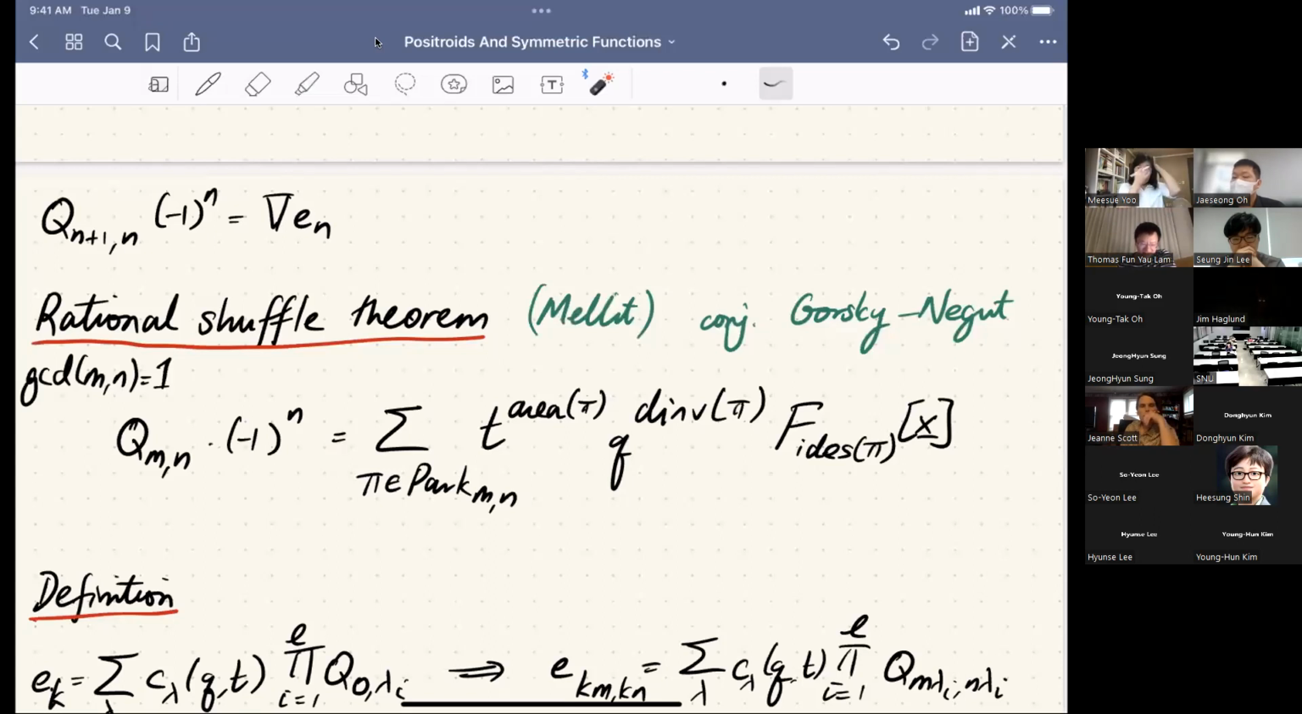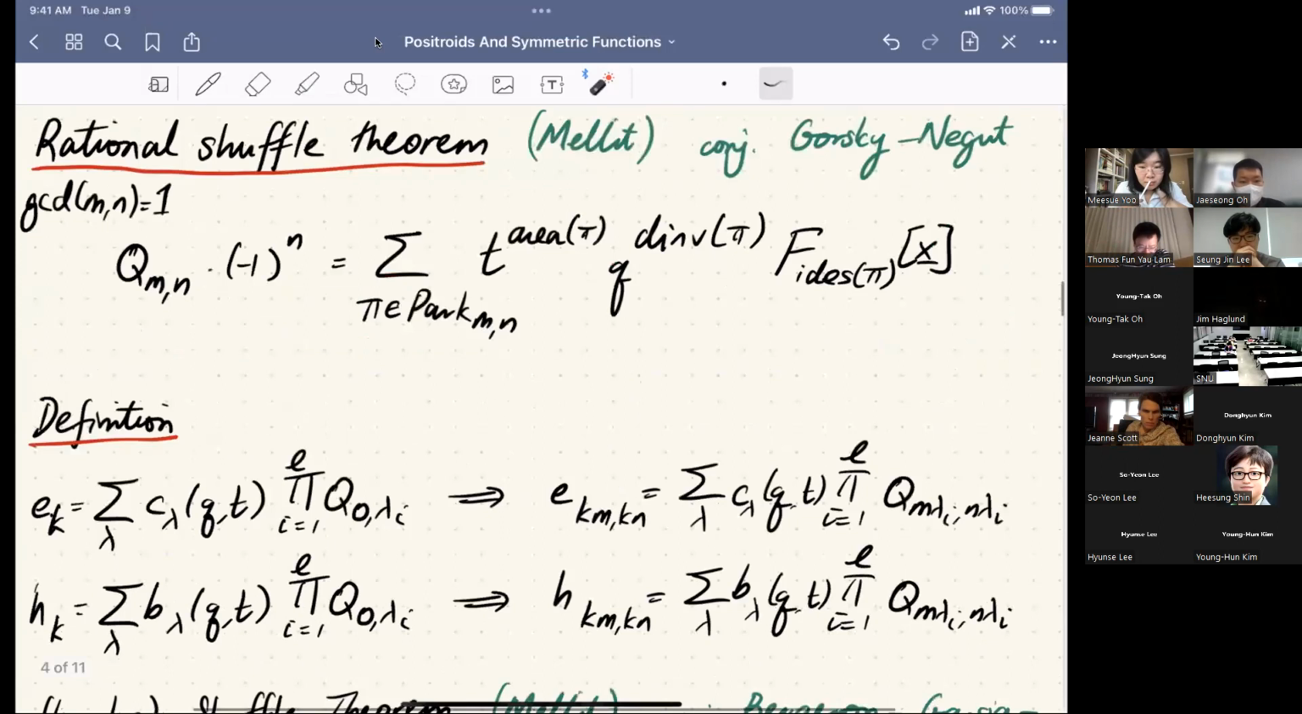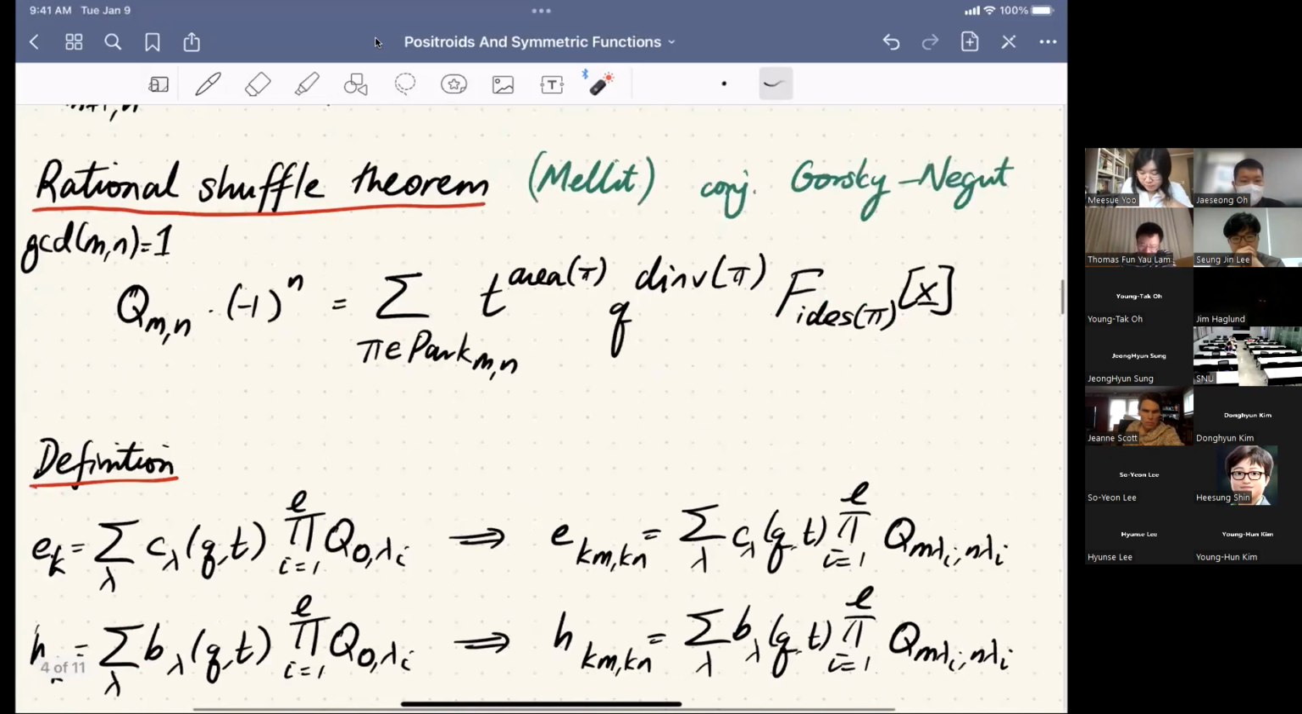I need a slide to define the collection of symmetric functions that's interesting for positroids. I need a slight variant of this, which is when M and N are not relatively prime. It turns out that this elliptic Hall algebra is a huge collection of operators, and it's graded by M and N. When M and N are not relatively prime, there are a lot of good choices for a basis element in that subspace. Q_MN is one of them, but there are other interesting ones.